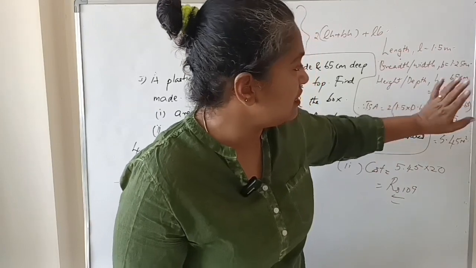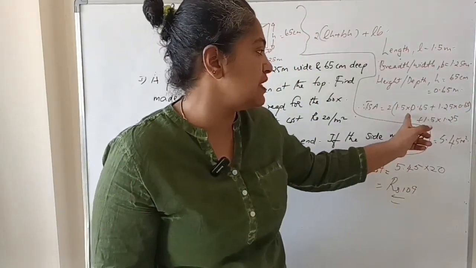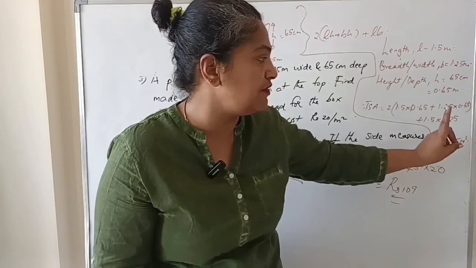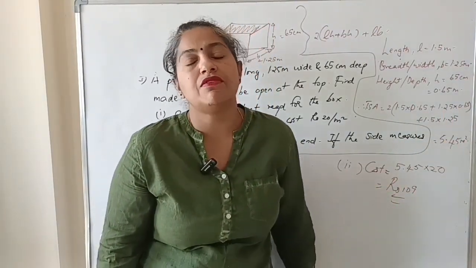Okay. Now, 65 centimeters, I have converted into 0.65 meters. The total surface area is given by this. This is L into B. Only one L into B is taken into consideration. I am getting 5.45 meters square.